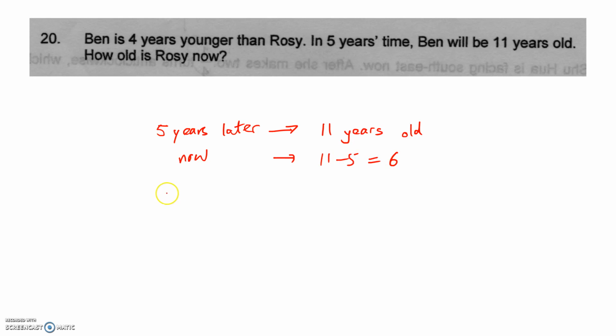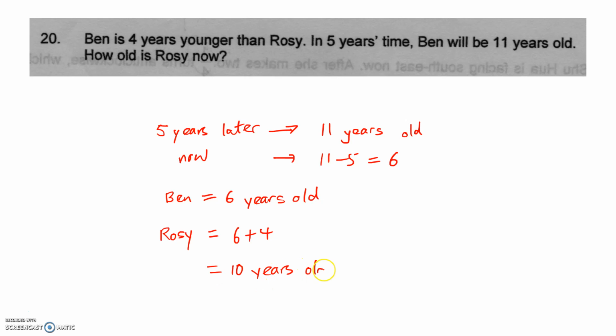If now Ben is 6 years old, then we are looking for Rosie, right? Ben is 4 years younger than her, so Rosie must be 4 years older than Ben. So 6 plus 4 gives you 10. Rosie is 10 years old. This one's a super easy question. Your working is also wrong. Anyhow do. This one, go and think. This one is super easy. No need to even explain.